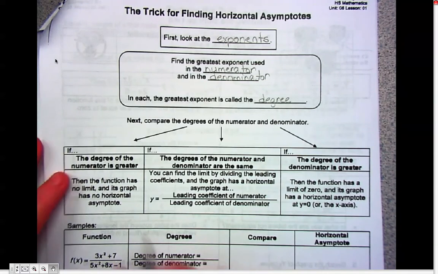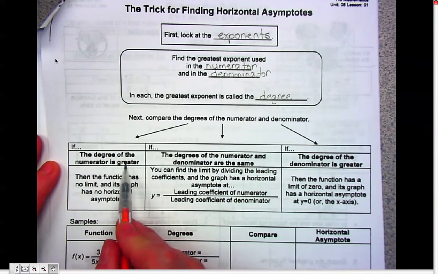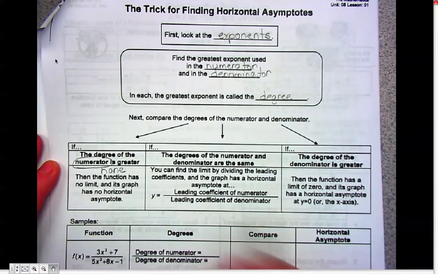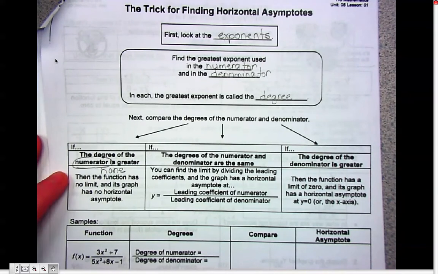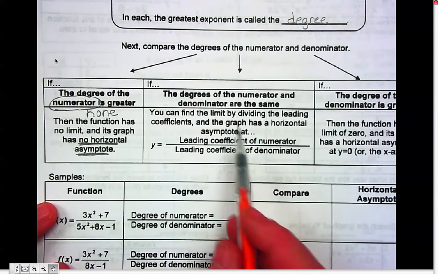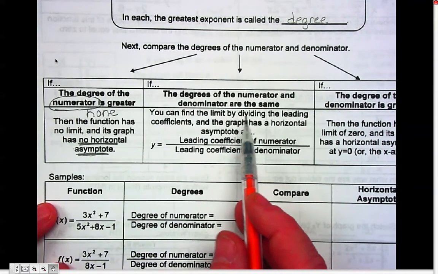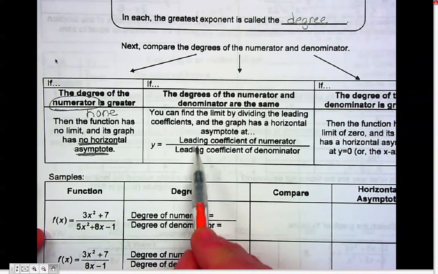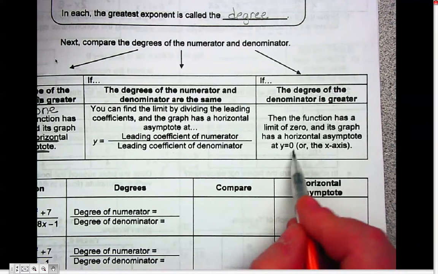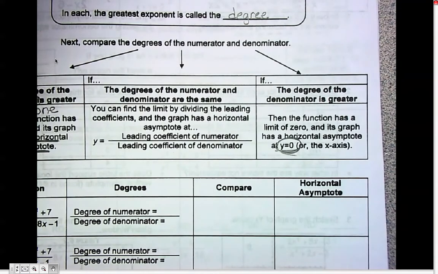Okay. So in this first one, if the degree of the numerator is greater, and I always think of numerator, greater, numerator, none. If the degree of the numerator is greater, there is no horizontal asymptote. There's no limit. The table showed us that there wasn't a limit. Okay, if the degree of the numerator and the denominator are the same, that's when you take the leading coefficient of the numerator divided by the leading coefficient of the denominator.